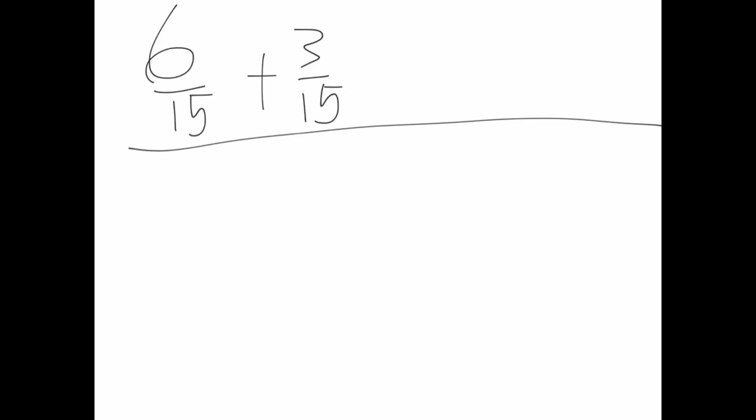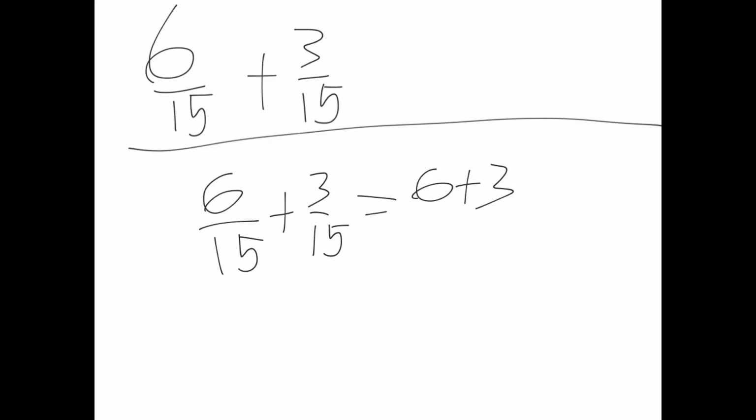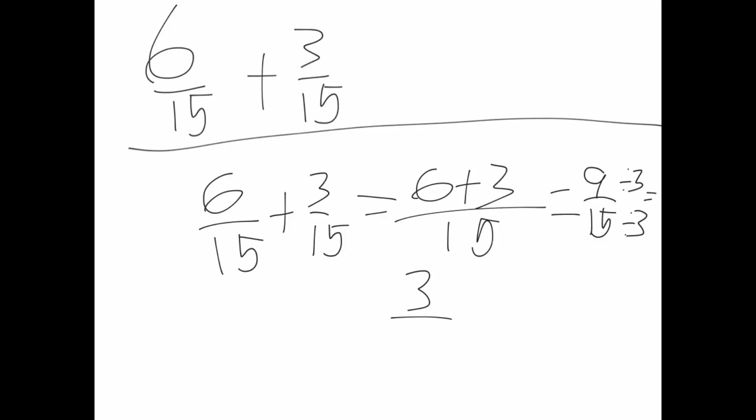And adding fractions that have the same denominator, you would just add like normal, 6 over 15 plus 3 over 15, but you rewrite it like this. And then your answer would be 9 over 15, and then you would simplify it. And my answer would be 3 over 5.